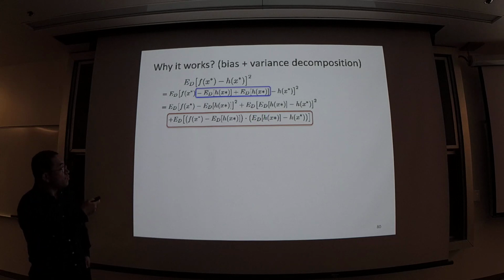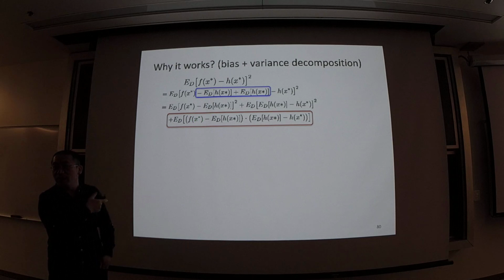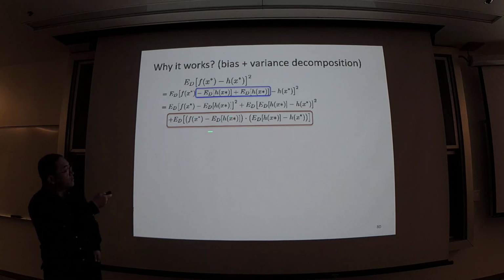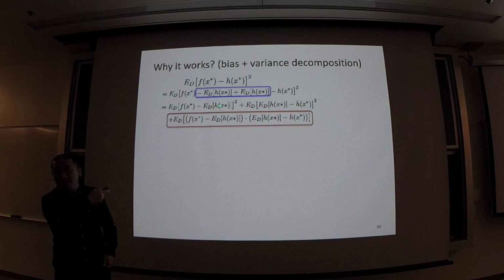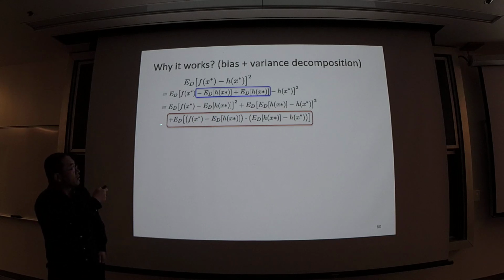And now fx star is constant, because f star is given and the target function is fixed, so the ground truth is fixed. And the expectation of hx star is constant as well. So this first subtraction is actually a constant, and you can move it out from this expectation. The remaining thing is that you take expectation over the expectation subtracted by hx star. So what's the value? It's simply 0, because the expectation minus the expectation is simply 0.